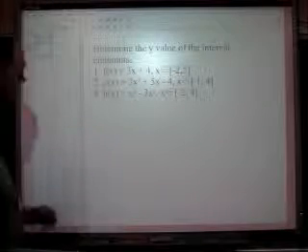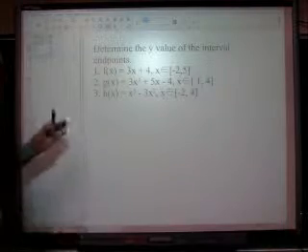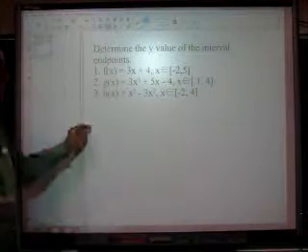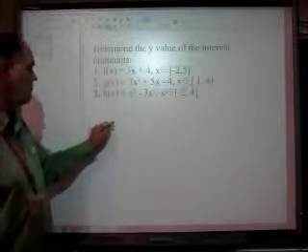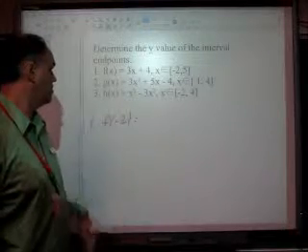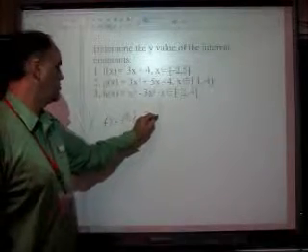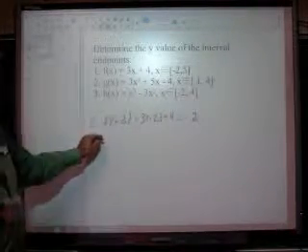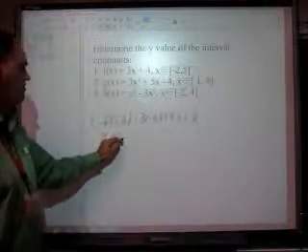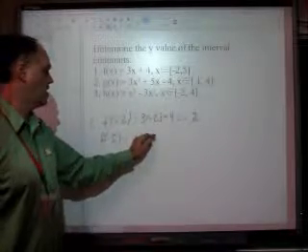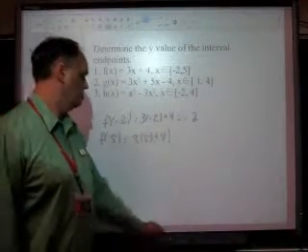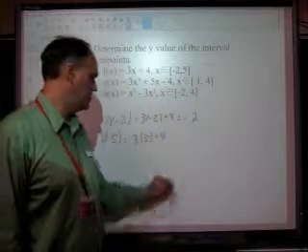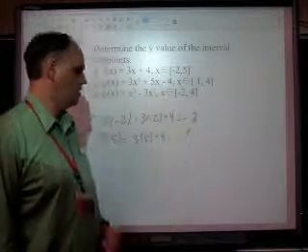For our bell work today, what I asked you to do was to determine the y values of interval endpoints. So for number 1, f of negative 2 would equal 3 times negative 2 plus 4, which should be negative 2. And f of 5 should equal 3 times 5 plus 4, which should be, I believe, 19. And hopefully you agree with those two answers.